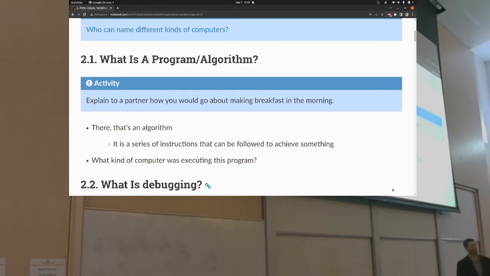If I give you a recipe to make a cake, that's an algorithm. If I give you directions on how to get from point A to point B, that's an algorithm. All it is is a series of instructions, a series of steps you would take to achieve something. That's it. It doesn't necessarily have to do with anything overly technical like computers. An algorithm is just these steps of things. So, who wants to give an example of what their program was, their algorithm was, how they made breakfast?